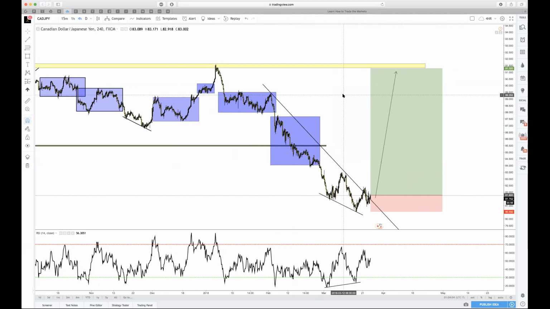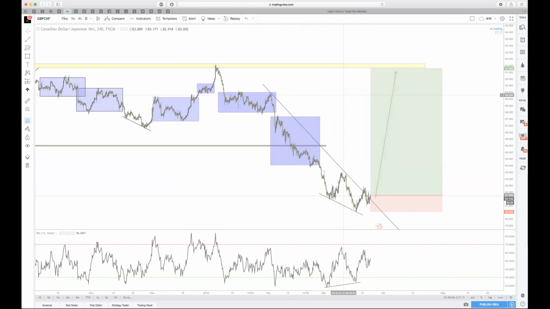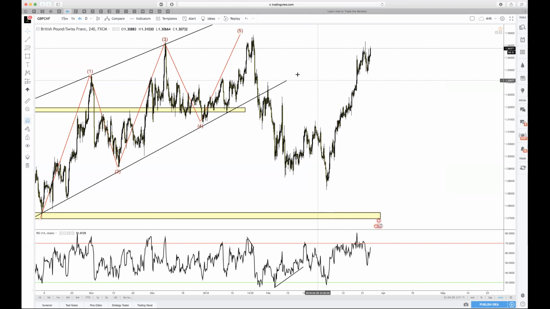Next is GBP pairs. So we went through a lot already. We got a few more to go. Around 15 pairs to go, okay? Stick with me. There's 30 pairs. So CAD JPY is done. Now GBP CHF. All right, GBP CHF on a 4-hour.